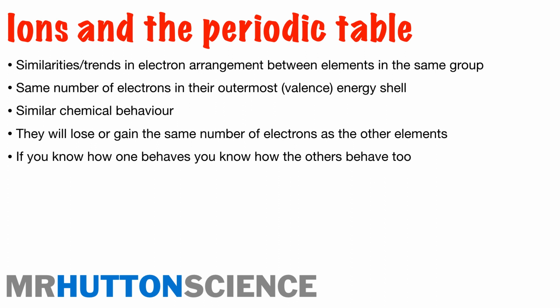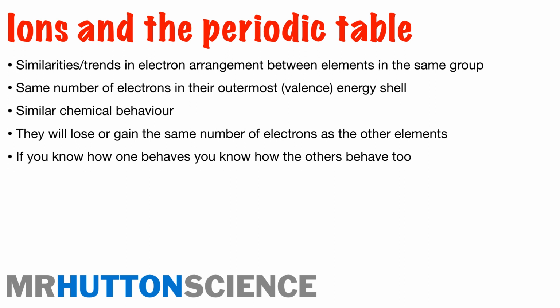So ions in the periodic table. In the periodic table, there are similarities and trends in the electron arrangement between elements in the same group. So that's going to help us with our ions. Generally, the way one element in a group behaves will be the same as the others. So the same number of electrons in their outermost energy shell. This is sometimes called the valence energy shell. So they have similar chemical behavior, and they will lose or gain the same number of electrons as the other elements in the group when they form their ions.